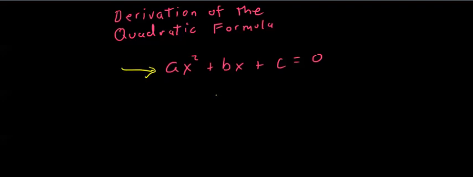using completing the square. We're going to solve this. A, B, and C are just numbers. Don't know what they are, doesn't matter. We're going to solve it just like we've been. You will have to do this.